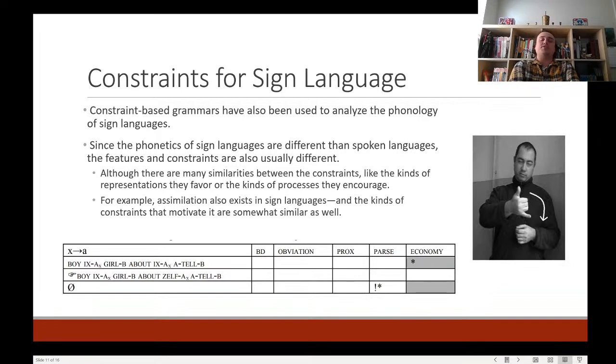So the kinds of representations constraints favor, the kind of processes they encourage, are pretty similar between sign language and spoken language. An example of this is that assimilation also exists in sign language. And the kind of constraints that motivate that in a constraint-based analysis are going to be pretty similar between spoken language and sign language. So constraints are very widely used in phonology, regardless of what modality you're using.